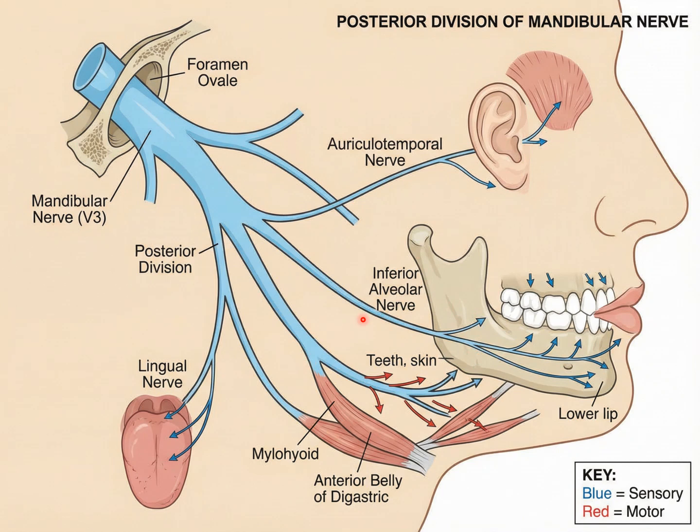So now let's talk about the posterior division of the mandibular nerve, which is mainly sensory in nature. The first branch, that is the auriculotemporal nerve, provides sensation to the ear and the temporal region. The second branch, which is the lingual nerve, provides general sensation from the anterior two-thirds of the tongue. Coming to the next branch, that is the inferior alveolar nerve, it provides sensation to the mandibular teeth, chin and the lower lip. And the motor fibers are provided to the mylohyoid and the anterior belly of digastric.